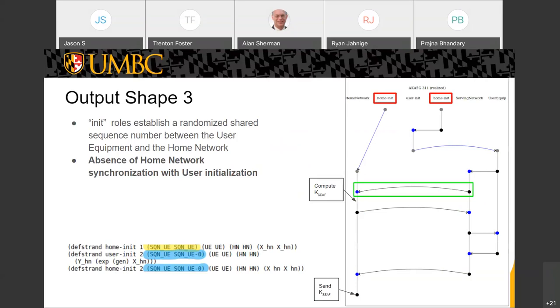I would like to point out this doesn't actually indicate there is an attack on the protocol. In fact, it's still completing only when genuine parties are involved. But it does raise concerns about the freshness of this initialization message, boxed in green there.